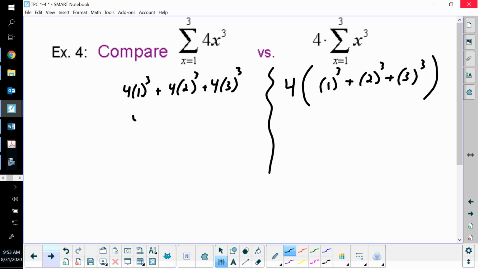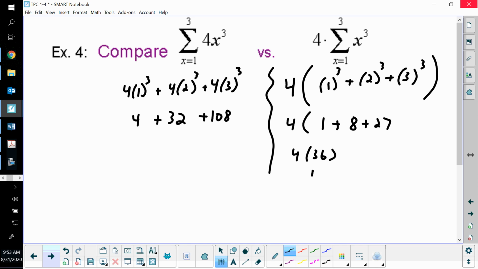But 1 cubed is 1, so this ends up as 4. 2 cubed is 8, so this ends up as 32. 3 cubed is 27, so that ends up as 108. This would be 4 times 1 plus 8 plus 27. So this would be 4 times 36, which is 144. And this one here would also give us 144. So notice they give us the same thing. And the reason they do that is, notice this 4 here, if it had been distributed, it would have matched what we had right there.